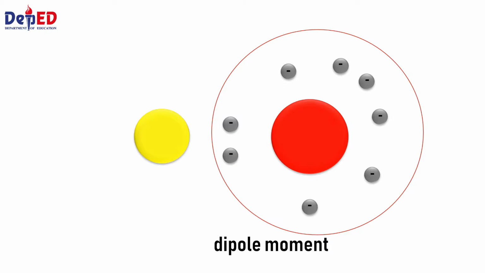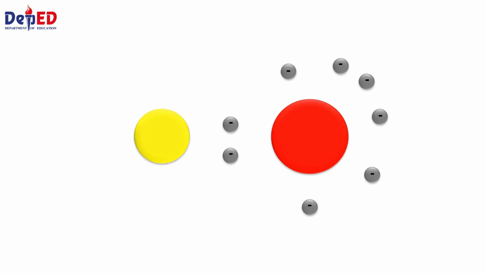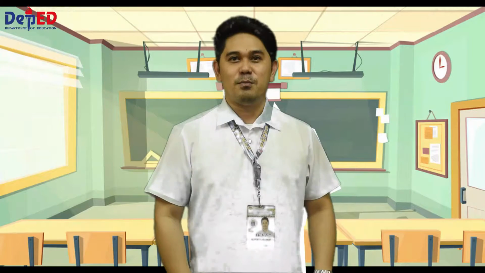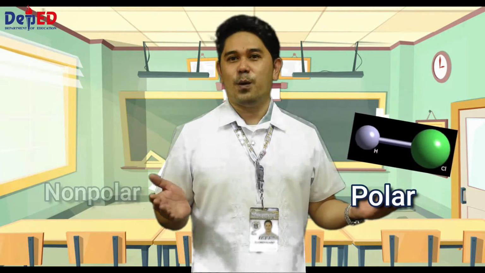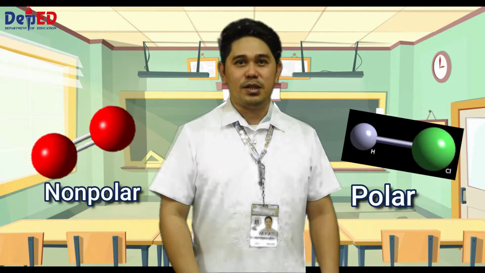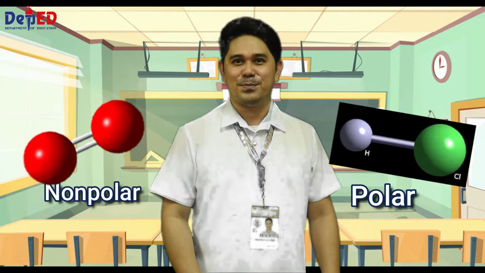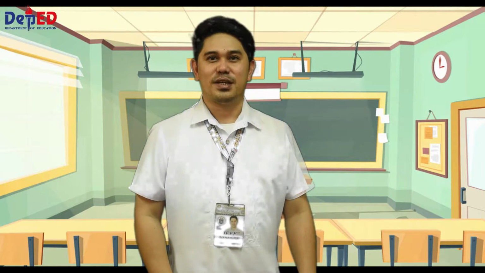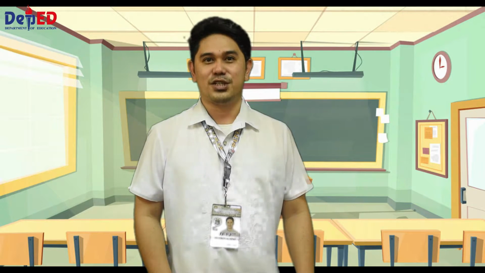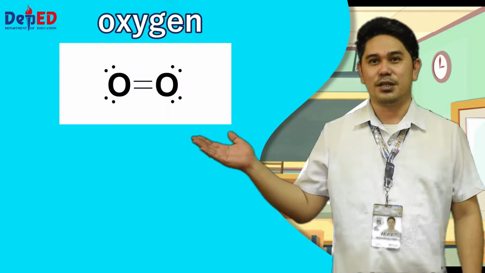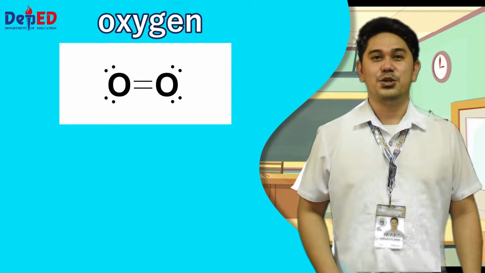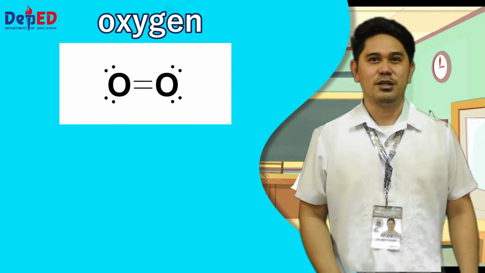We use these symbols for labeling the partial positive and partial negative sides. We also use an arrow that points from the partially positive to the partially negative side. Whether a molecule is polar or nonpolar greatly depends on its molecular structure or shape. Let us start with a diatomic molecule of oxygen. This is its Lewis dot structure. Can you identify what is the molecular shape?